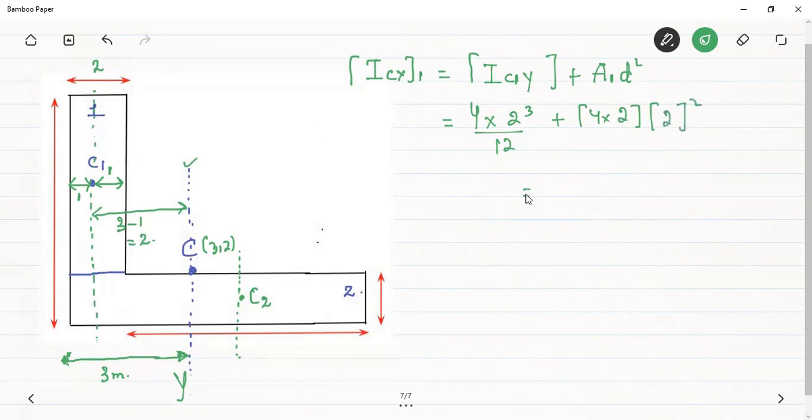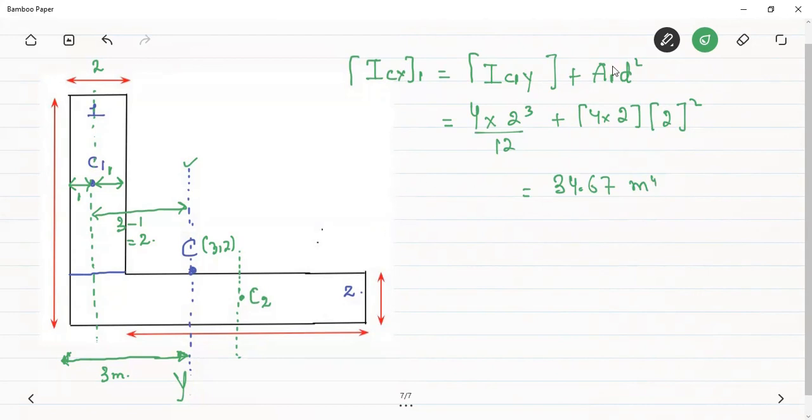After solving this, 4 into 2 cube by 12 plus 4 into 2 into 2 square comes out to be 34.67 meter to the power 4. It comes out to be this much.